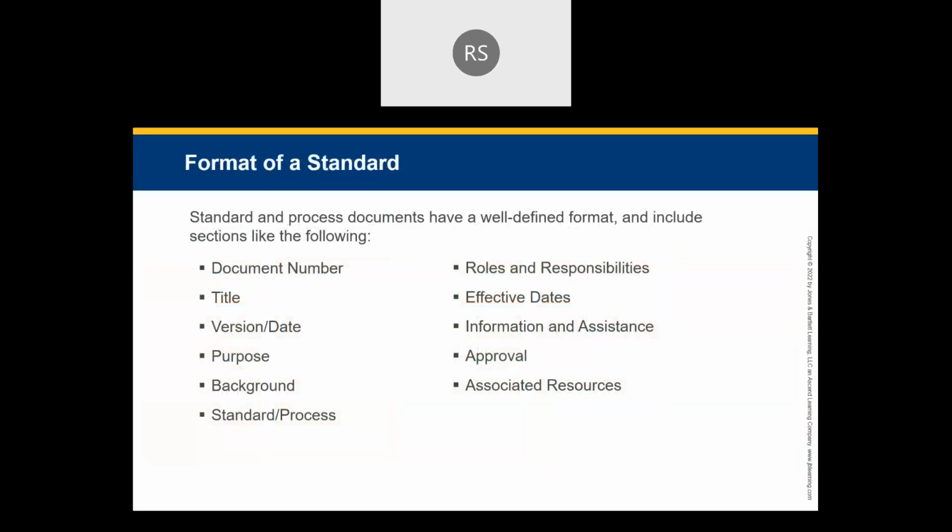Now, when you're creating standards and process documents within an IT infrastructure policy framework, it is essential to follow a well-defined format. This format helps ensure consistency and clarity across different policies and enables easy reference and understanding. Some of the common sections found in these documents: the document number. A standard process document is assigned a unique identification number. This helps in tracking and referencing the document in various contexts. The title of the document reflects the purpose and provides a cohesive description of the subject matter it covers.